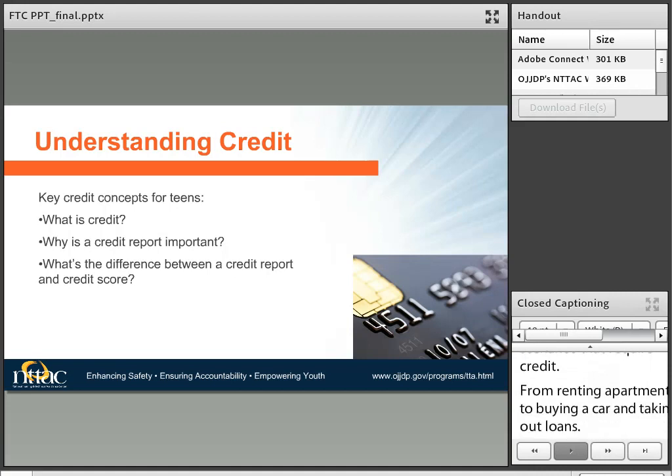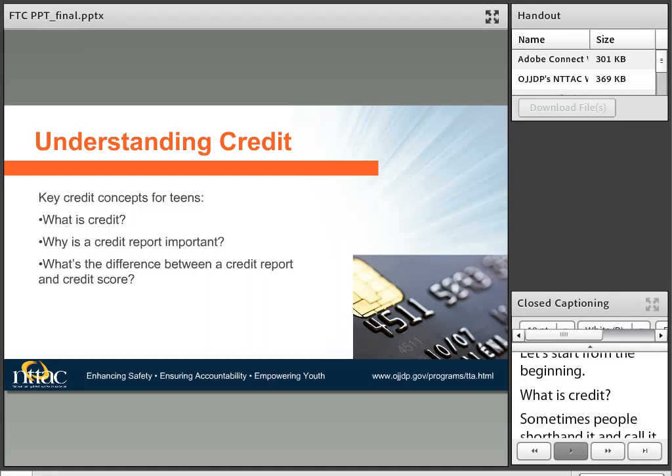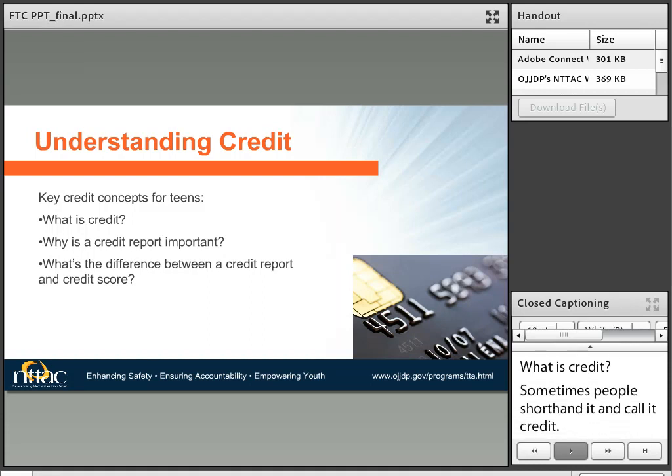So let's start from the beginning. What is credit? Sometimes people shorthand it and just call it credit, but they're really referring to credit history. And your credit history describes how you use money. So how many credit cards do you have? How many loans do you have? Do you pay your bills on time? If you have a credit card or a loan from a bank, you have credit history.